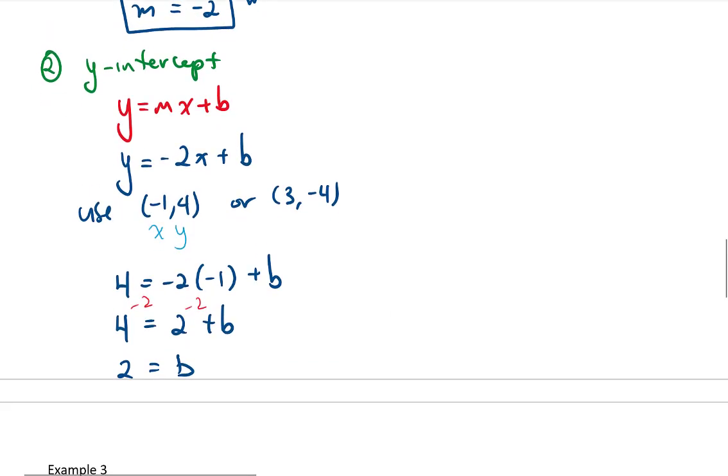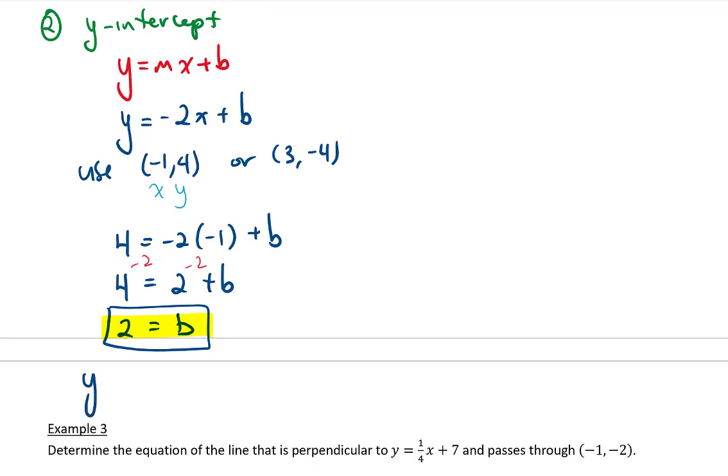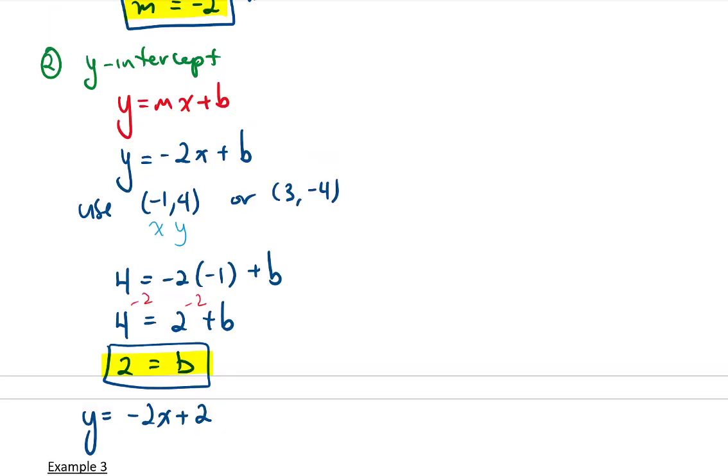So now I have the equation of this line. I have the slope from above, and I have the y-intercept. So the equation of this line is y equals -2x plus 2. A slope of -2 and a y-intercept that passes through the y-axis at +2.